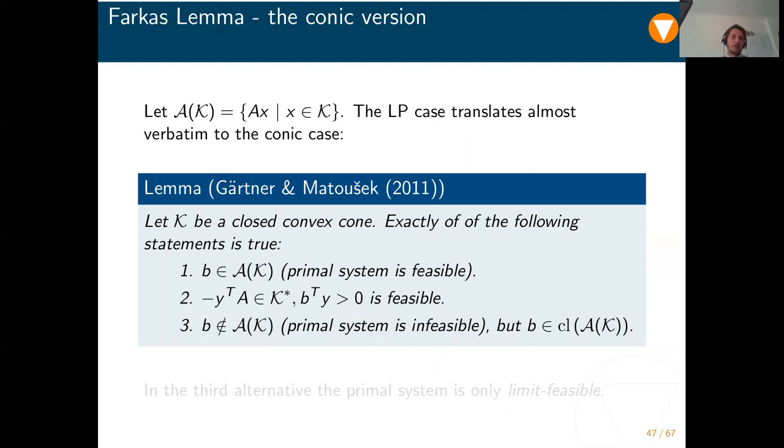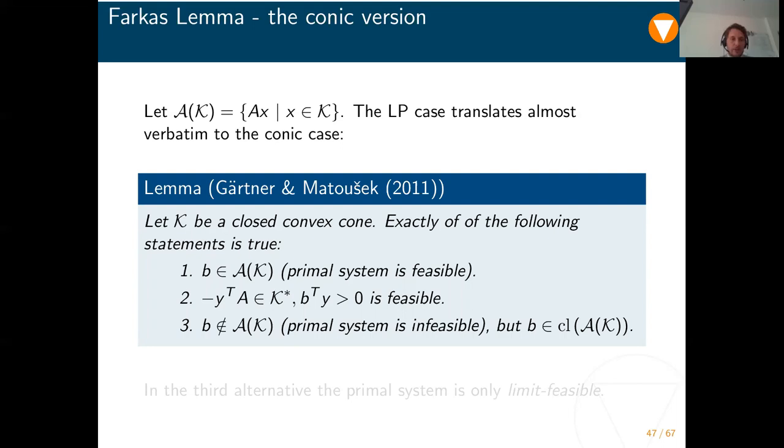Okay, but before we get to the picture in the conic case, we look at the actual Farkas lemma in the conic case. And now this seems technical, but again, it's not so super important that you go through this very carefully. What I want you to take home is that there are, again, two possibilities, one and two, which are exactly the same as in the LP case. So the conic Farkas lemma is almost exactly the same as in the LP case, but there is some corner case, some caveat, which is the third case.